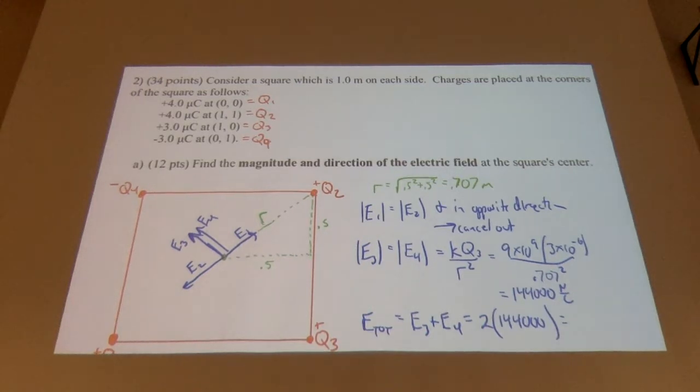Sorry, that's wrong. I used 4 instead of 3. Used 4 instead of 3? Yeah. Should be the same thing. No, as I've been showing, 4 microcoulombs. Okay, so what is it with 3 microcoulombs?